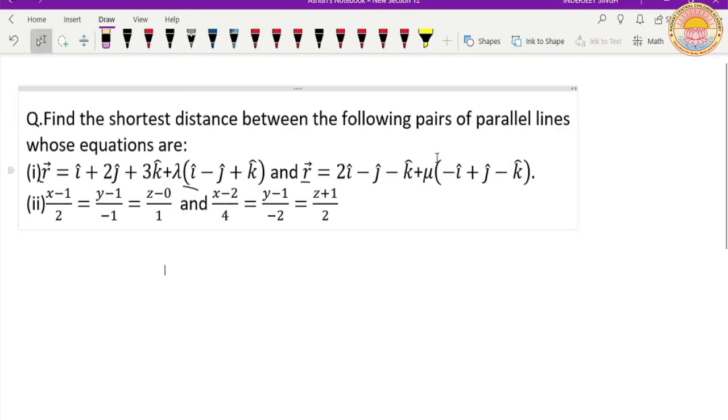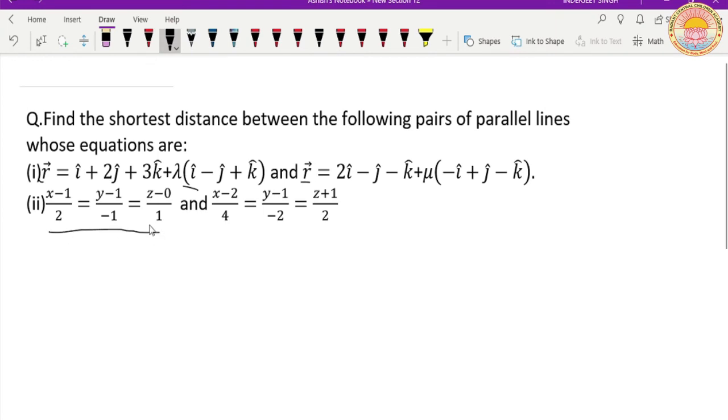Now the second question is: the first line is given by (x minus 1) upon 2 is equal to (y minus 1) upon minus 1 is equal to (z minus 0) upon 1. And the second line is given by (x minus 2) upon 4 is equal to (y minus 1) upon minus 2 is equal to (z plus 1) upon 2.